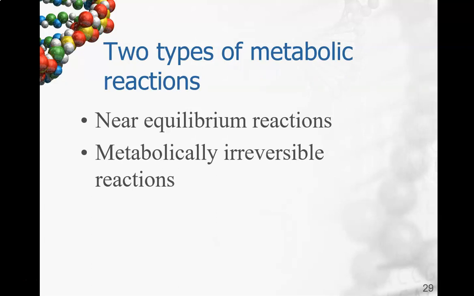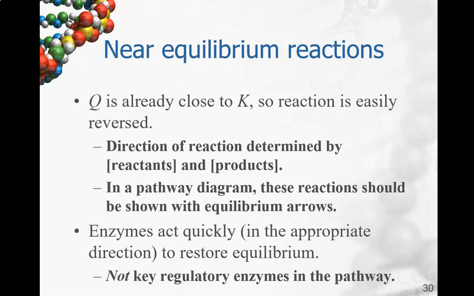Okay, so now I want to segue into the two types of metabolic reactions, near equilibrium and metabolically irreversible reactions, because we're going to use these values of delta G and KEQ to figure out which is which. So near equilibrium reactions, the Q at the beginning of the reaction is pretty close to K. So that means you can reverse the reaction fairly easily just by adjusting the reactants and products concentration. So here, if the reactants are at high concentration, you'll go in the direction towards products. But if the products are at high concentration, you can easily reverse the reaction because Q is already pretty close to K.